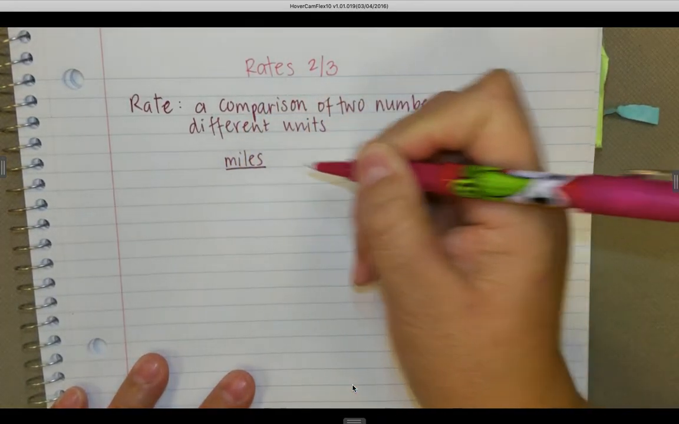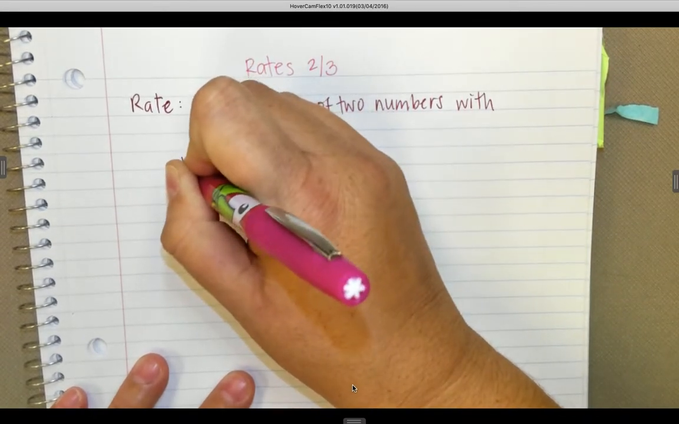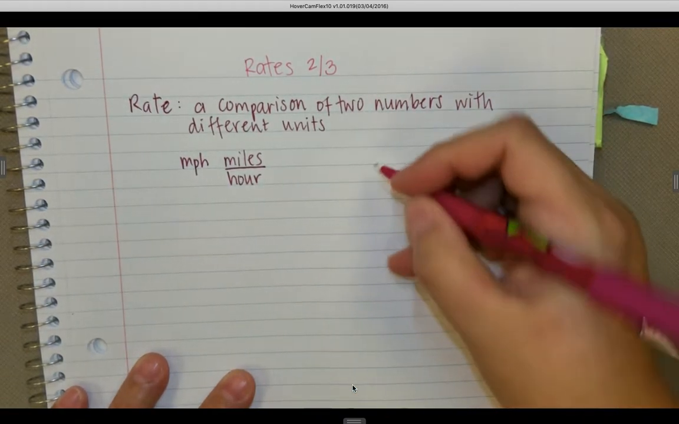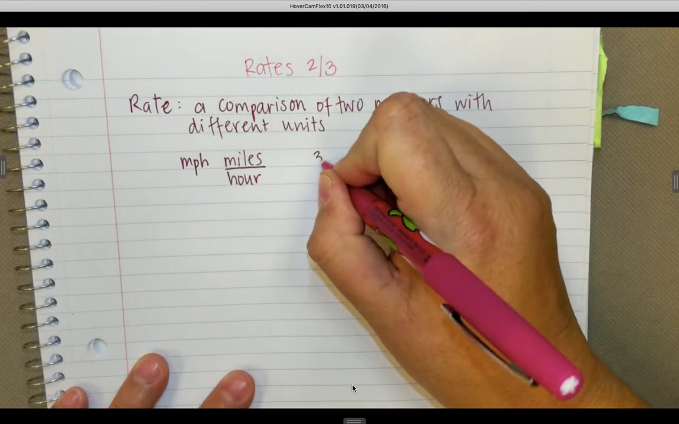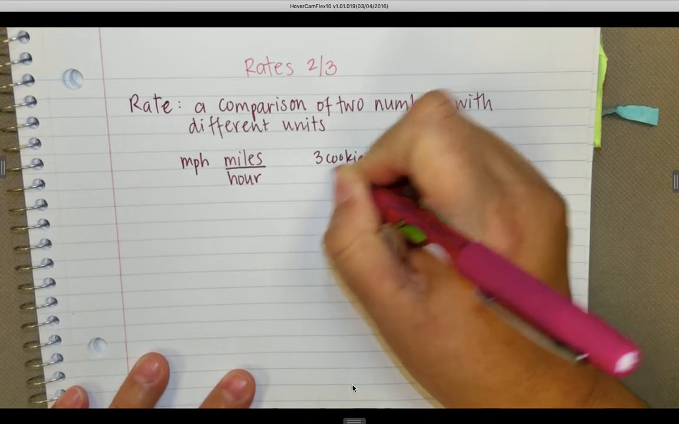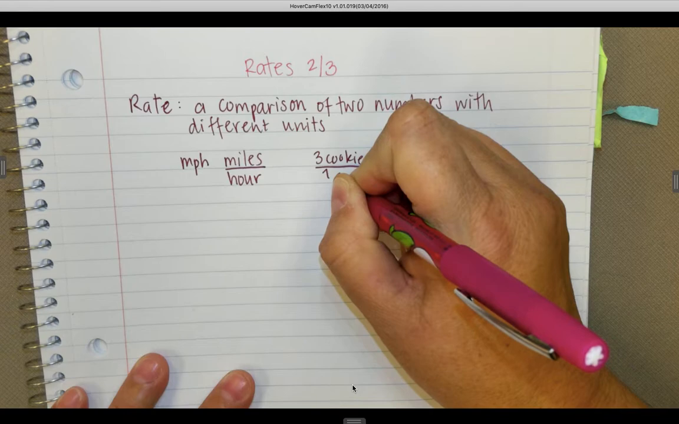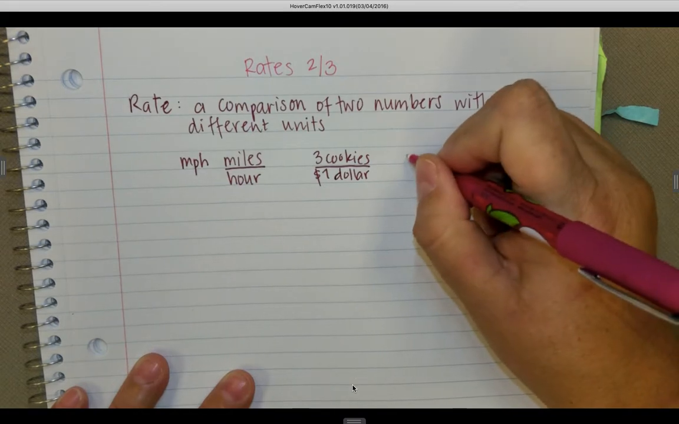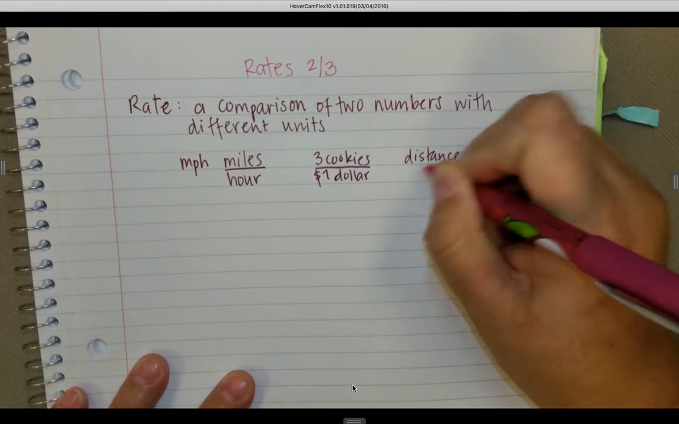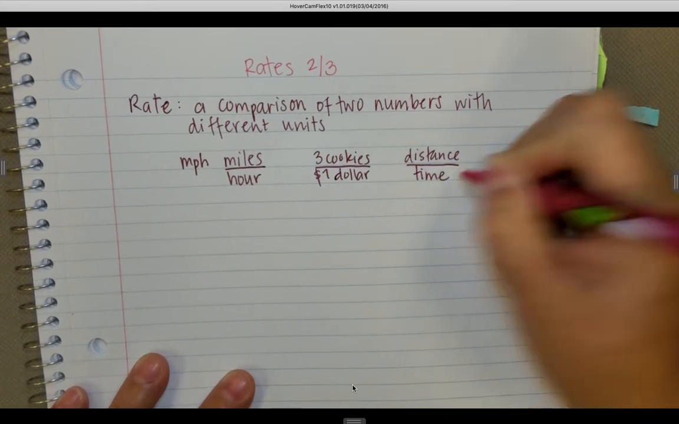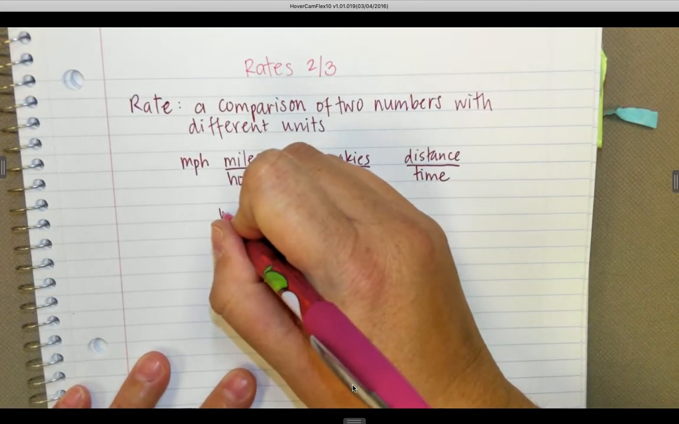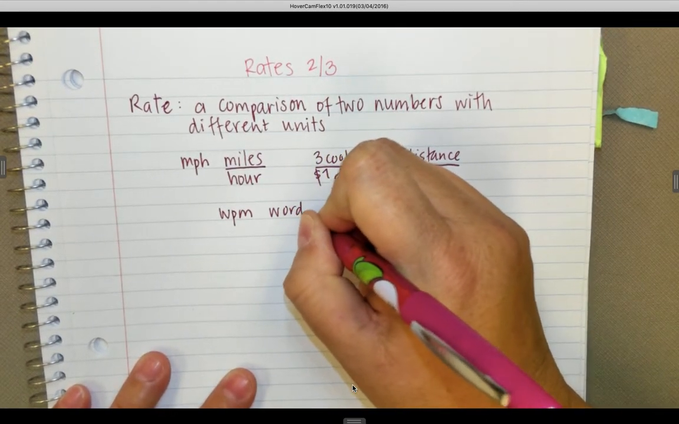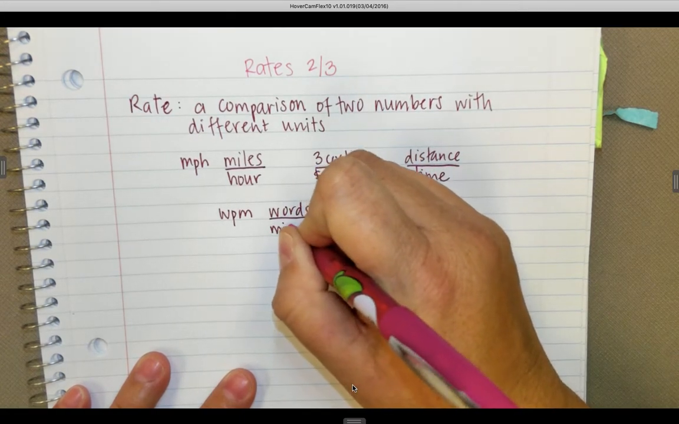Some common rates I'm going to write are miles per hour, which is also MPH, miles per hour. We could do something like 3 cookies for $1. We could do distance over time. Some of you talk about WPM when you're playing Nitro Type, which is how many words per minute.